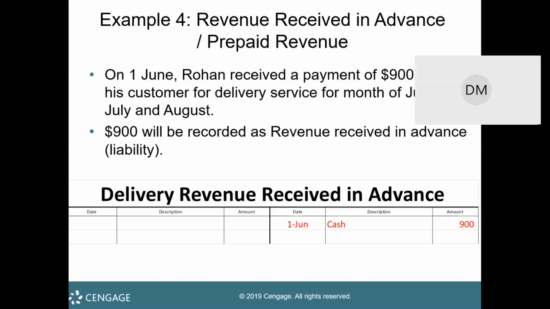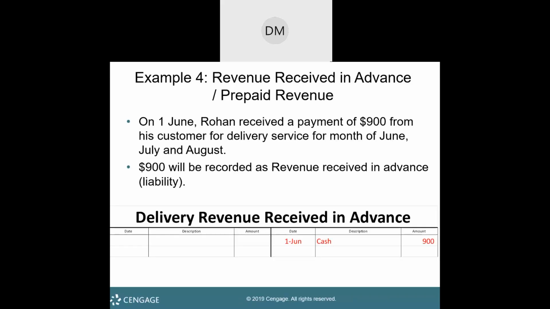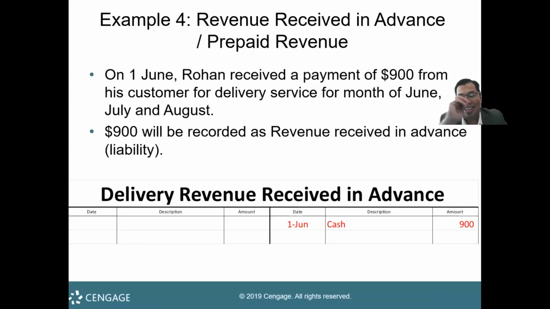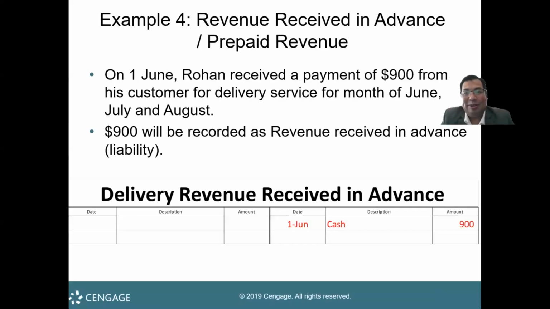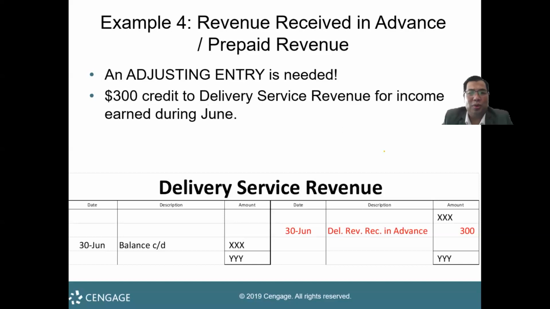Why liability? Because it's not yours yet. We have to provide the service first, then it becomes yours. That's very good. So the 300 will go in your income statement as your revenue. The 600 will go as your liability. Next month, another 300 will go to your income statement, and the balance 300 will go as a liability. And after 3 months, there's no liability. All the 900 will go to your income statement as revenue. So this is the adjustment that you need to do.